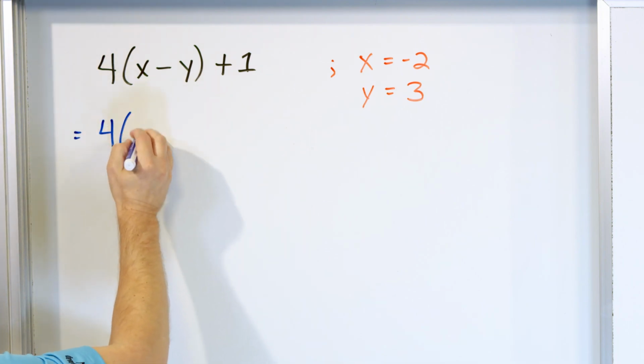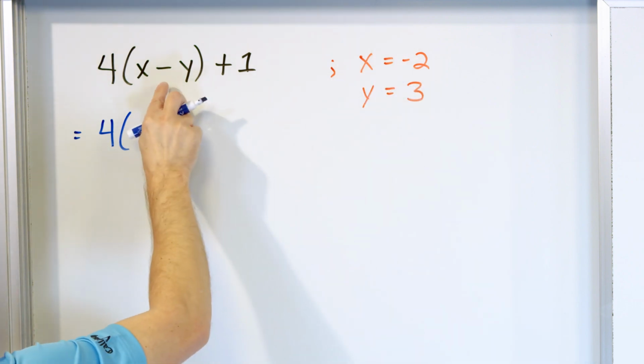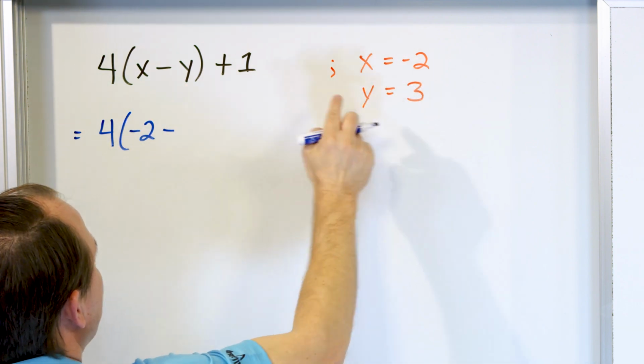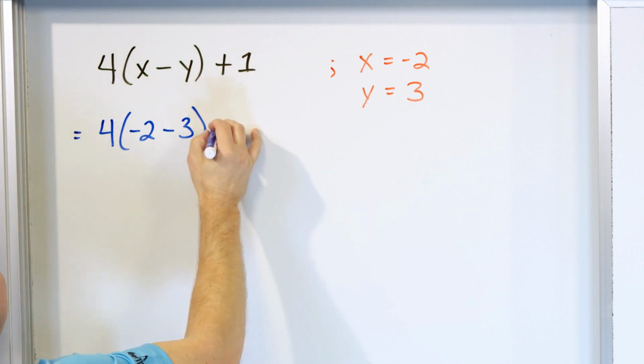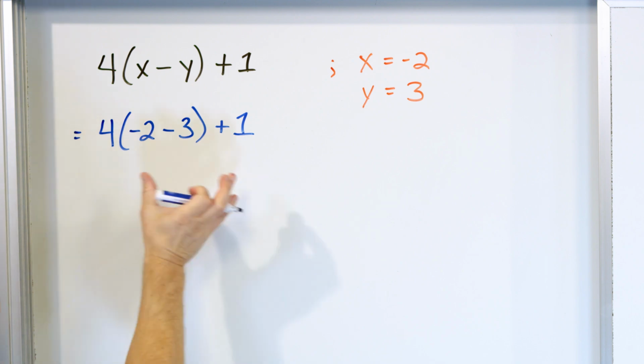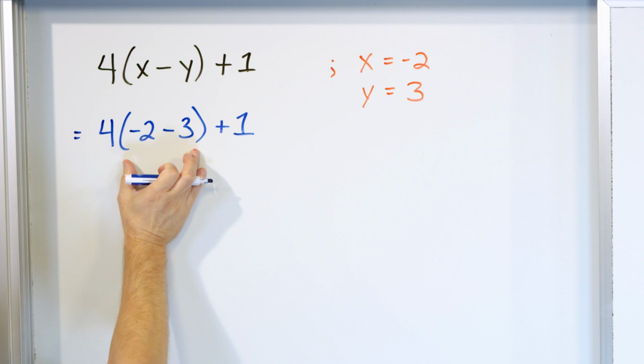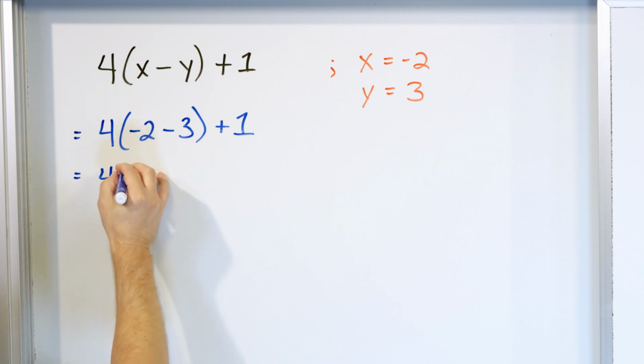So we have 4 times x, but we say here that x is -2. And then we subtract off whatever y is, and y is +3. And then on the outside of the parentheses, we add 1. Now, to do this, we have to follow order of operations. We have parentheses, we must do what's in here first. So the 4 stays on the outside.